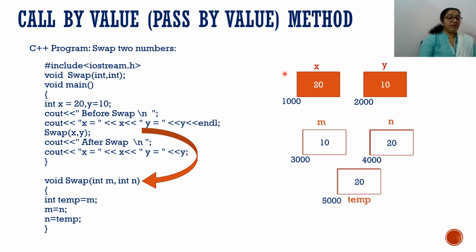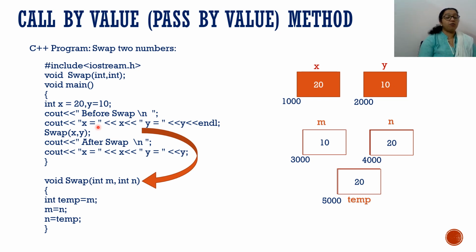But see the values in X and Y, that is still 20 and 10. So that is called call by value. If you are modifying the values in the formal one, it will not be reflected in the actual one. That is called the call by value method.